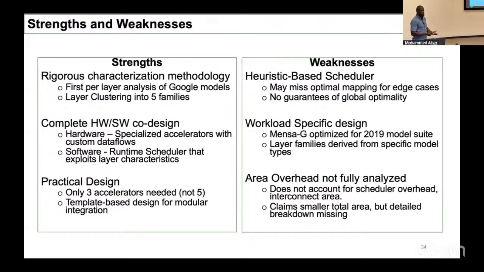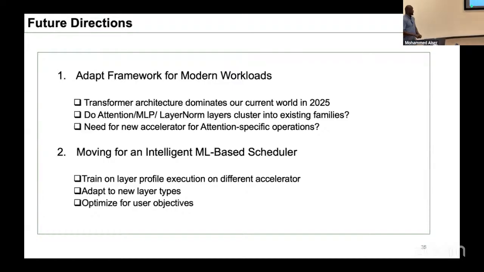The weakness is that because the scheduler, which decides where the workloads run on these accelerators, is a heuristic, it might miss edge cases. And also the models that they trained it on are from the 2019 model suite. So in a world now that we have transformers, we don't know how that will look. And then they did not account for the cost of this runtime scheduler that schedules the workload on these different accelerators.